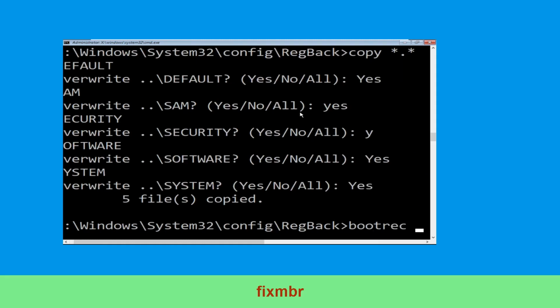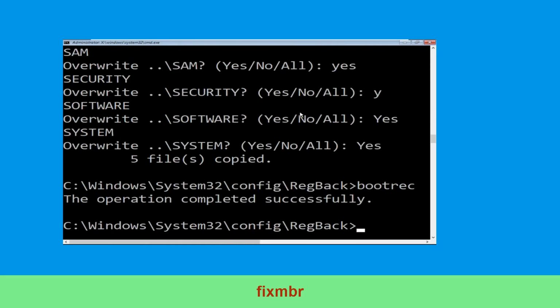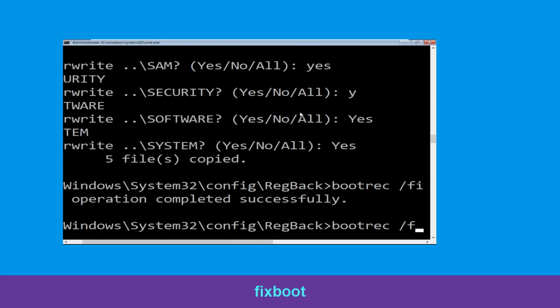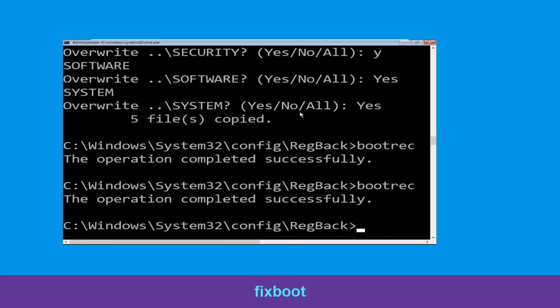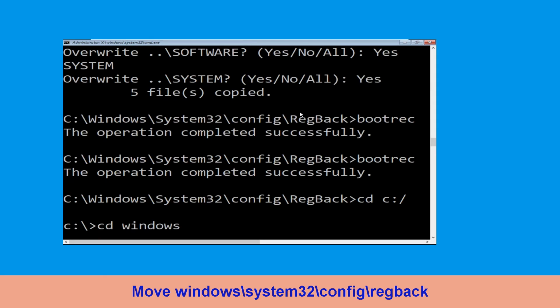Type in bootrec space /fixmbr and hit enter to execute the command. Now execute this command. Type in bootrec /fixboot and hit enter. Type cd space c colon / and hit enter. Now type cd space Windows /system32 /config /regback and hit enter to execute.